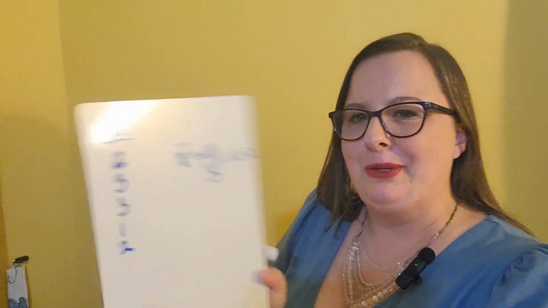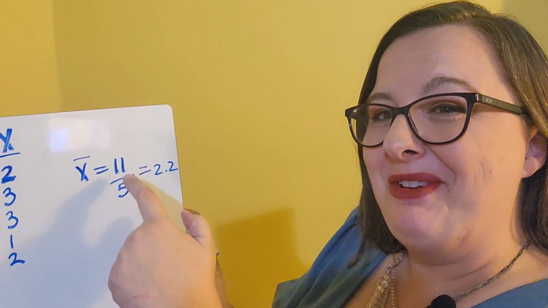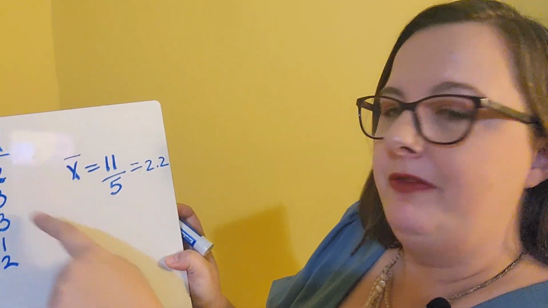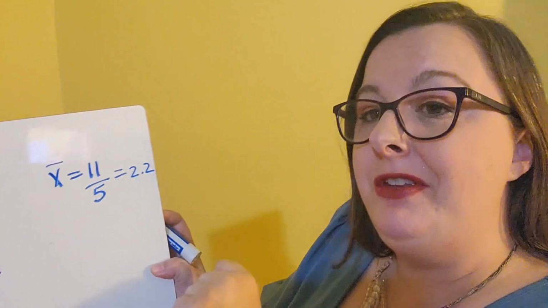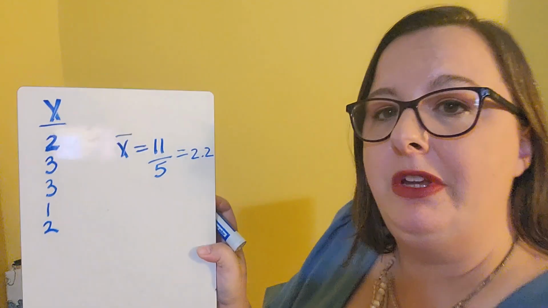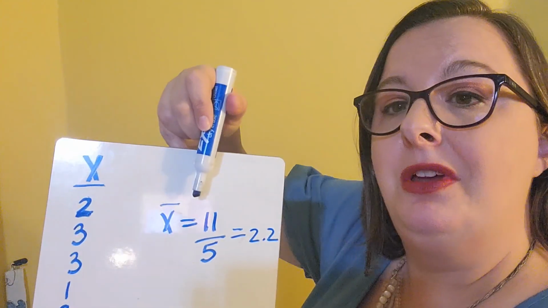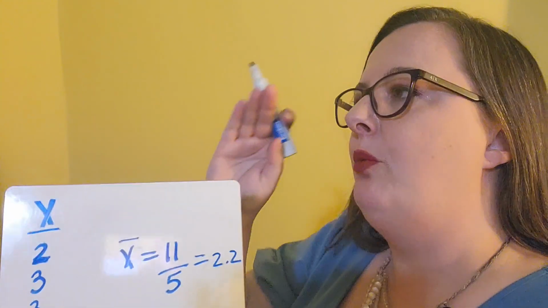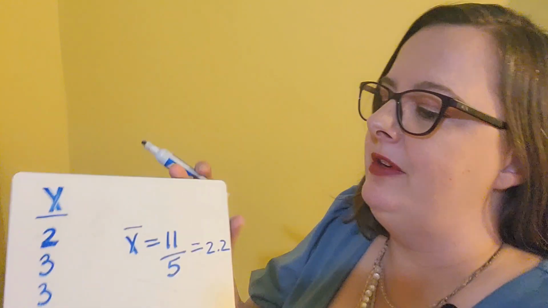So what we get, we have to add up our scores. We get 11. We divide by the total number of scores. We have 1, 2, 3, 4, 5 scores. 11 divided by 5 equals 2.2. Now, if you didn't watch my previous video, you might not know this symbol. The X with the bar over it, that means the mean. That's the sample mean, a mean for a sample. So we have our mean.